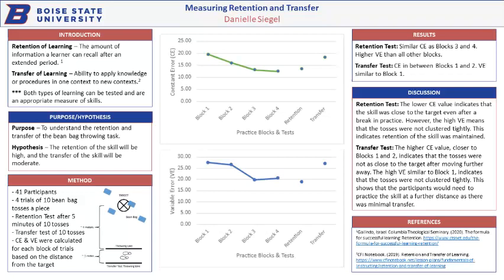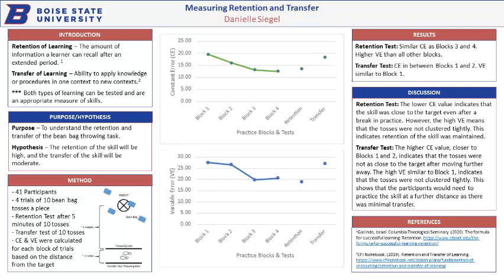The results showed that with practice, both the CE and VE decreased through the blocks of trials. For the retention test, there was a similar CE as block 3 and 4, however, the VE was higher than all other blocks. For the transfer test, the CE is between block 1 and 2, and the VE was similar to block 1. In the retention test, the lower CE value indicates the skill was close to the target even after a break in practice.